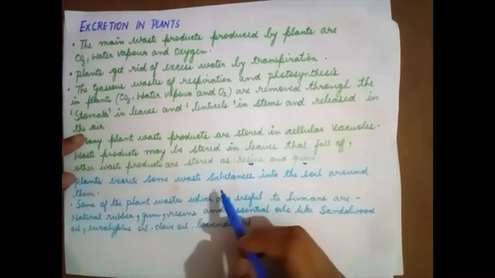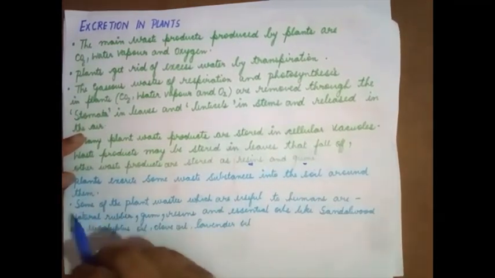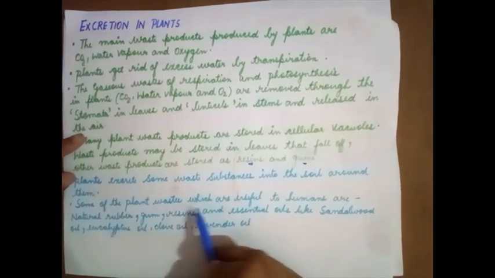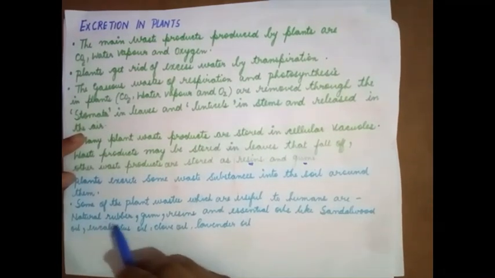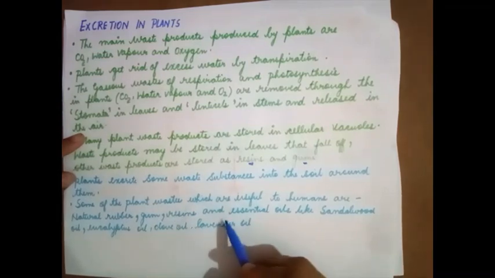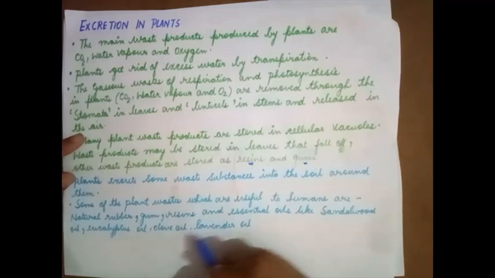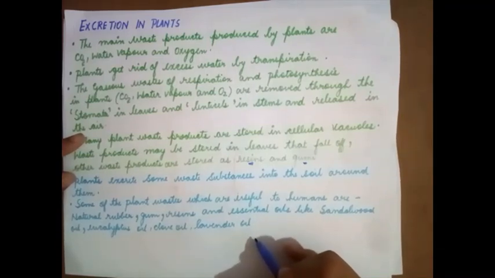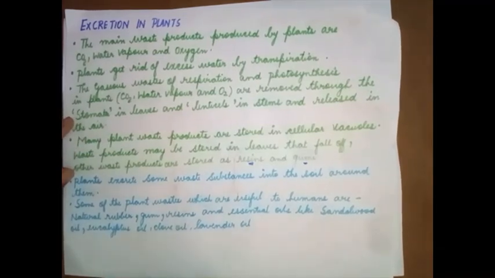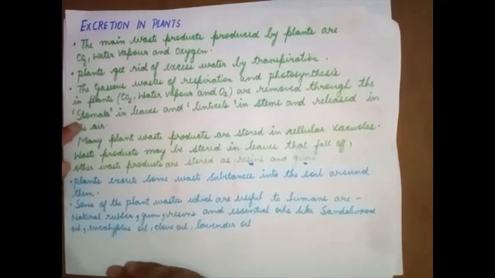So plants excrete some waste substances into the soil around them. Some of the plant waste which are useful to humans are natural rubber, gum, resins, and essential oils like sandalwood oil, eucalyptus oil, clove oil, and lavender oil. So this is with respect to the excretion in plants.